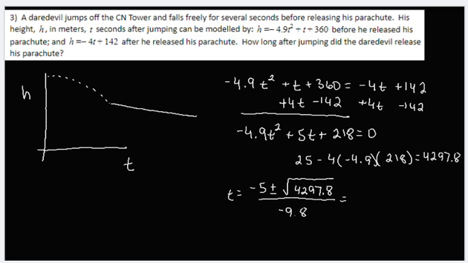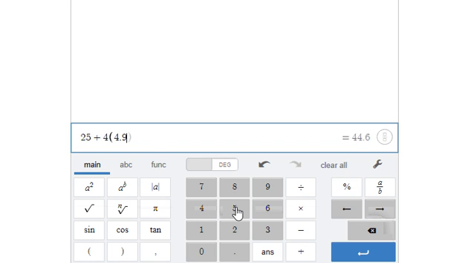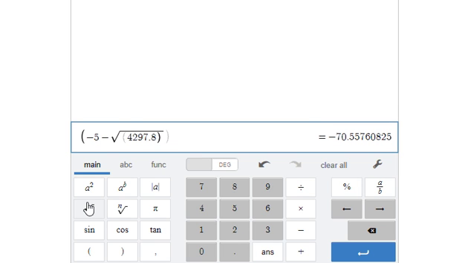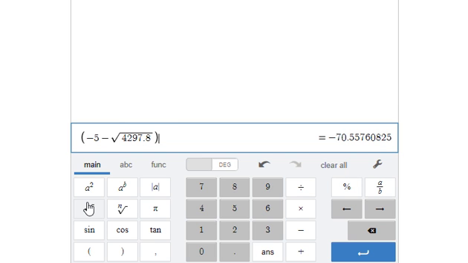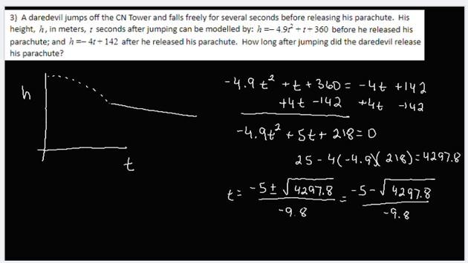So that means we only need to look at negative 5 minus the square root of 4297.8 divided by negative 9.8. Now go ahead and put it in this way: negative 5 minus the square root of 4297.8, put my parentheses outside. There we go. And that divided by negative 9.8. And so we see that is approximately 7.2 seconds. So we released parachute.